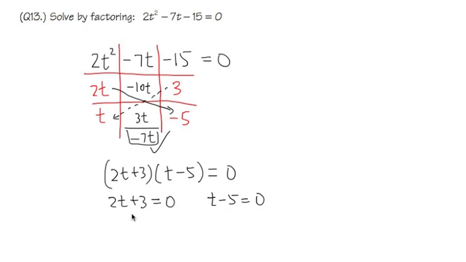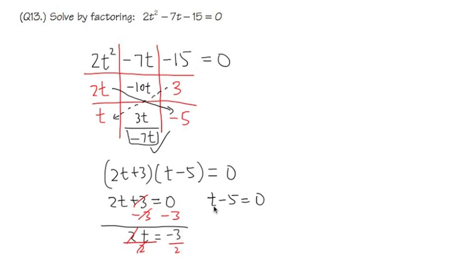For the first one, minus 3 on both sides, cancel out the 3. These are just the usual business. And you get 2t is equal to negative 3. Don't forget to divide both sides by 2. So cancel this out. The first answer that you get is t is equal to negative 3 halves.